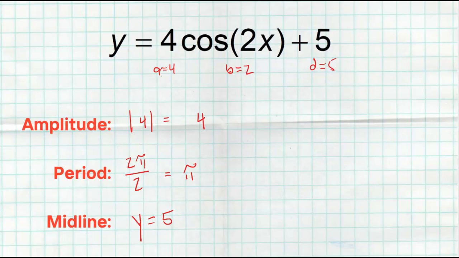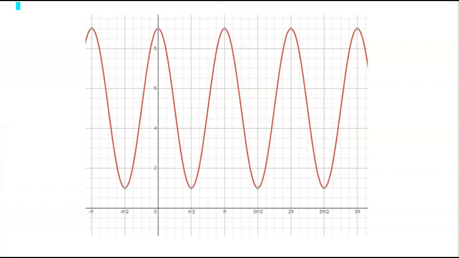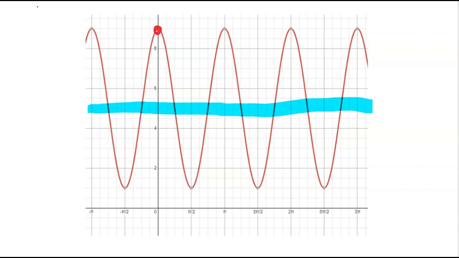So we take a quick look at this picture here. We see our midline is here at 5. And then from there we go up our amplitude to the max and then down our amplitude to the min. And then this whole idea of sine happens over the course, this was a cosine, I'm so sorry. So this whole idea of cosine starts up at its max, goes down to its min, back up to its max. That whole period of cosine happens from 0 to pi.